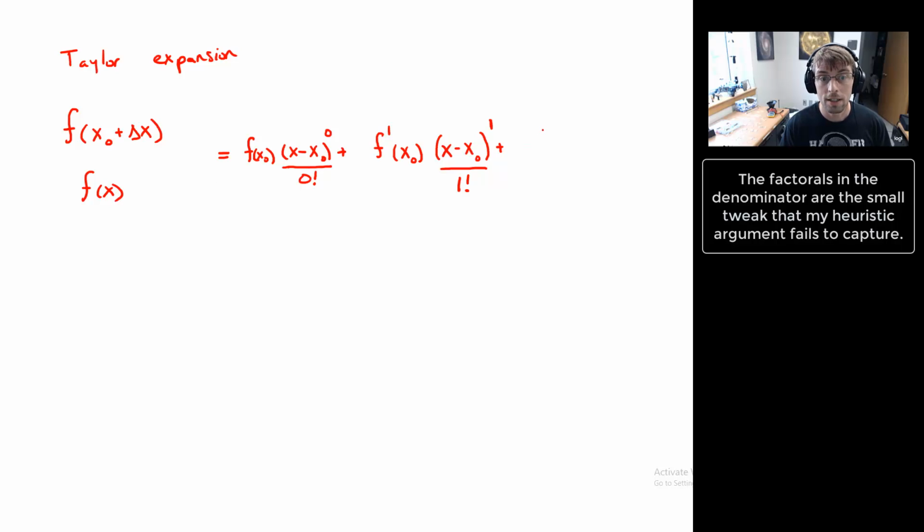The next one is going to be f double prime evaluated at x naught, x minus x naught squared over, yeah, you got it, 2 factorial. Plus dot, dot, dot.